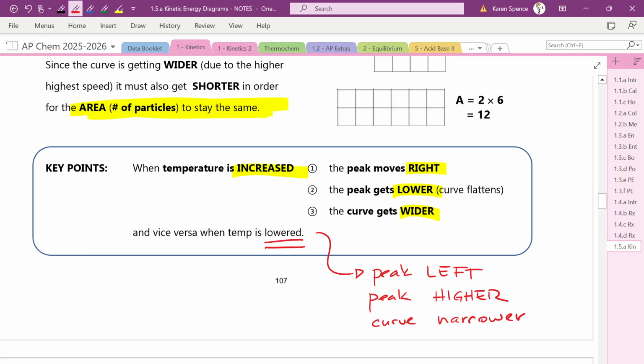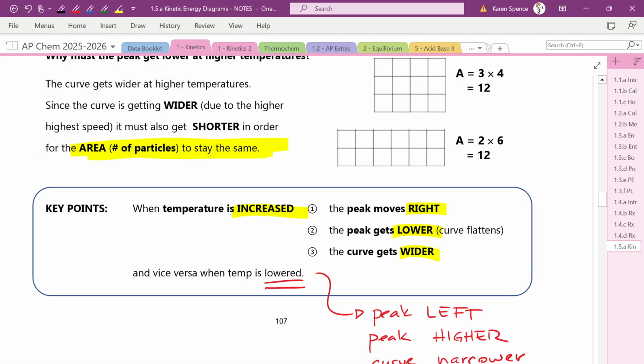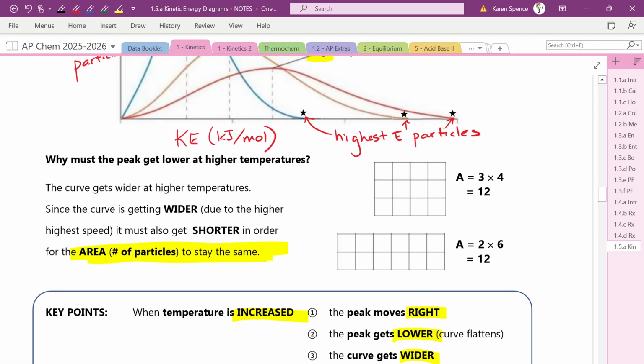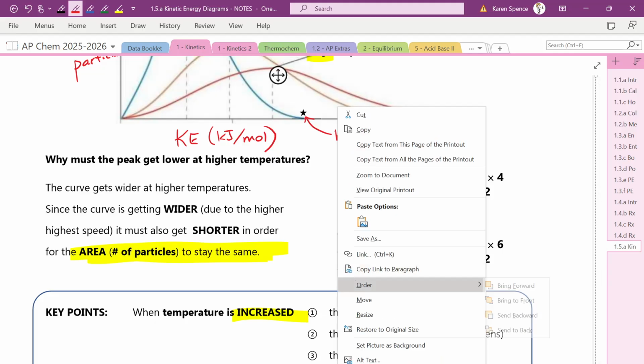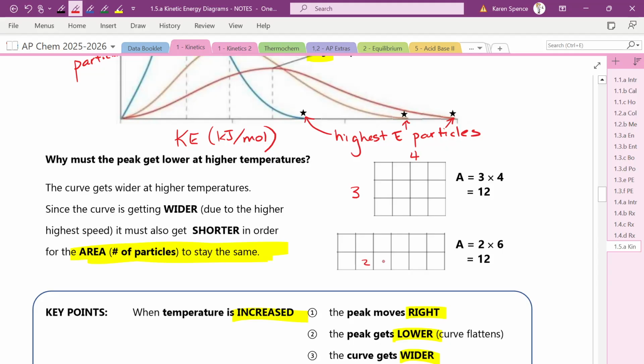Is that good? Yes? Narrower or wider? Okay, so the area under the curve has to stay the same, yes? So let's say I've got a 3 by 4 grid here. 3 by 4 gives me an area of 12. If I make the base wider, say instead of 4, it's now 6, then in order for the area to stay the same, the height has to get lower. Does that make sense? Cool.